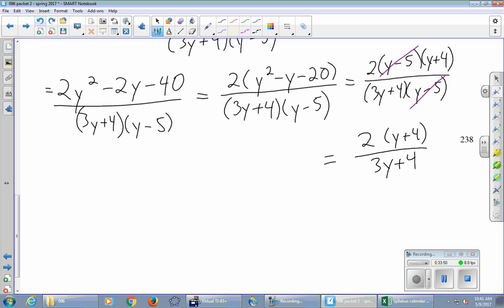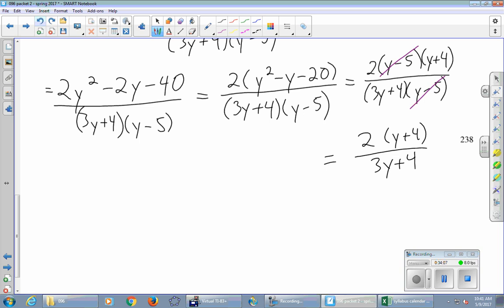Could distribute the 2 if you want. I'm fine with it as it is. Phew, I am winded after that. Like I said, they're not hard, but there's just a lot of steps. Not hard steps, but a lot of steps.